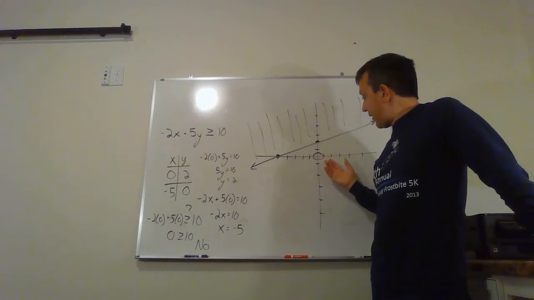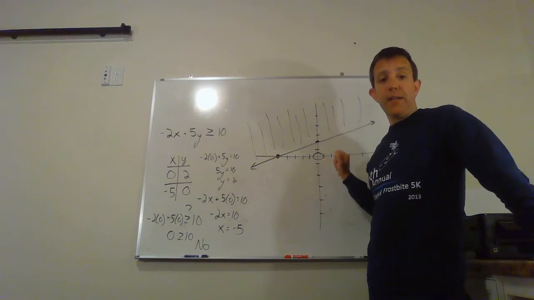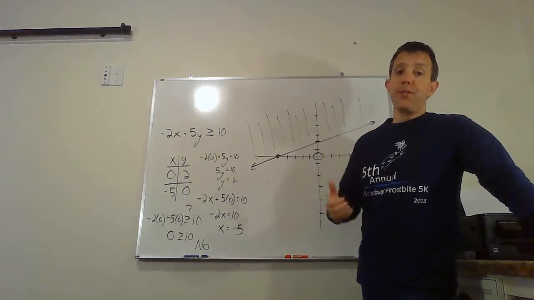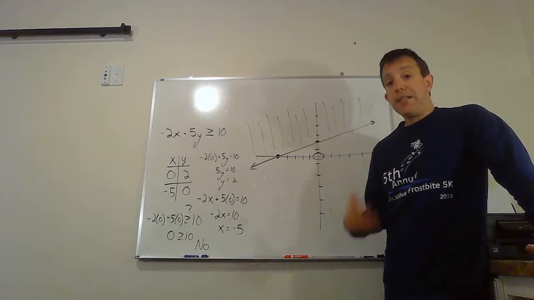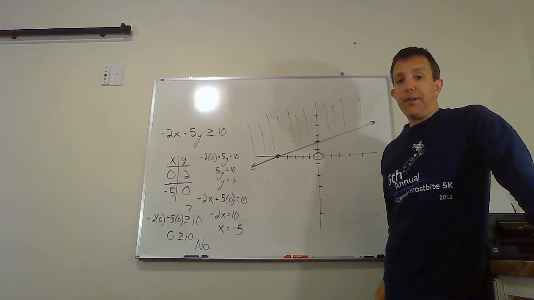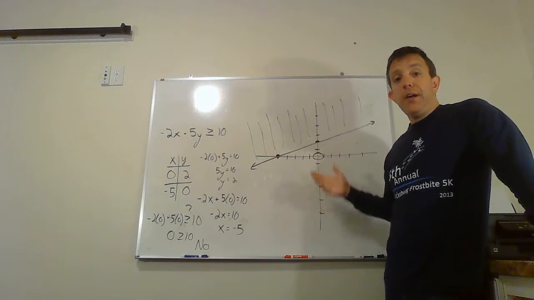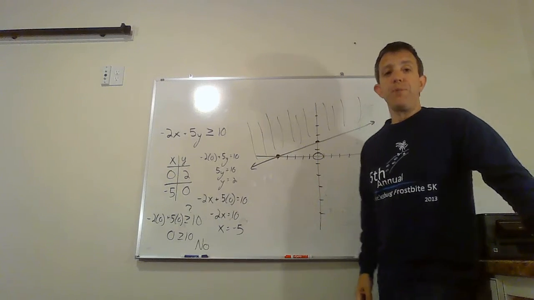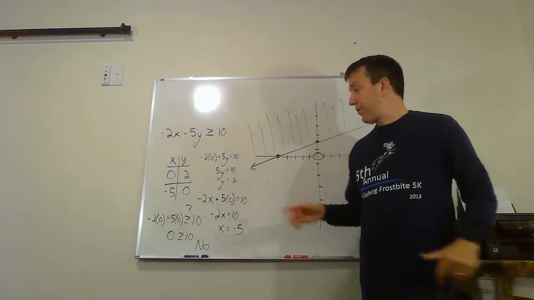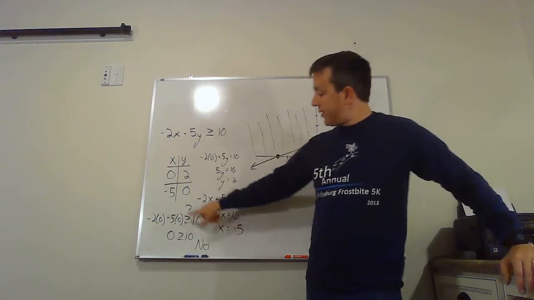So again, just like on the last example, I picked a point that's not on the line. I will pick 0, 0 every single time if I can. It's such a nice, easy point to plug in. You can pick something else, it just has to be not on the line. But honestly, why would you pick something else? If you can do it, use 0, 0. So I took 0, 0, and this is where I plugged it in.